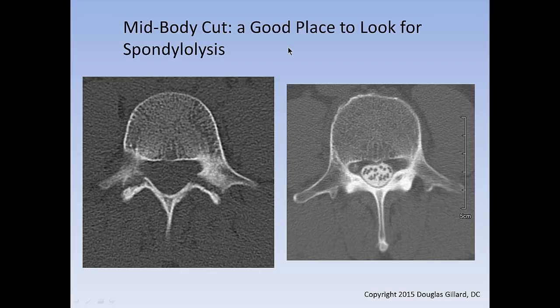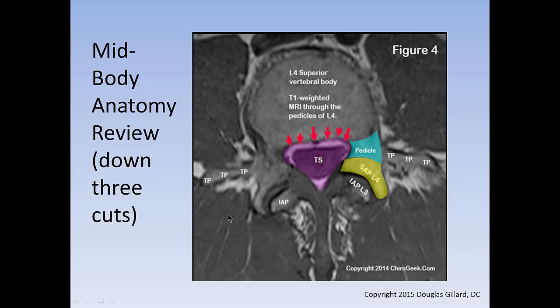All right, why is the mid-body a good place to look for spondylolysis? Well, where's the pars interarticularis? It would be right here, right? And look, so what's this? There's a spondylolysis, pretty good size one here, maybe even a little slip here. So it's a bilateral spondylolysis right through the pars interarticularis.